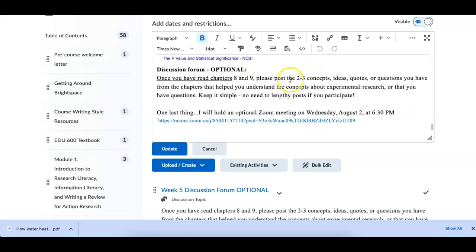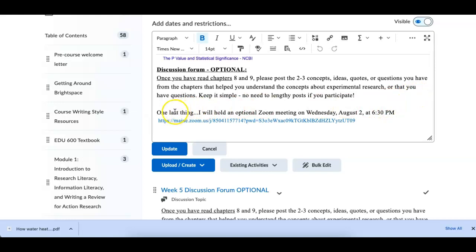Discussion forums. This is really, read the chapters, and then if you want, you can post two or three concepts, ideas, quotes, or questions that you have about experimental research. Strictly optional on your part. You do not have to do it. But if you do post questions there, I will try my best to answer those questions.